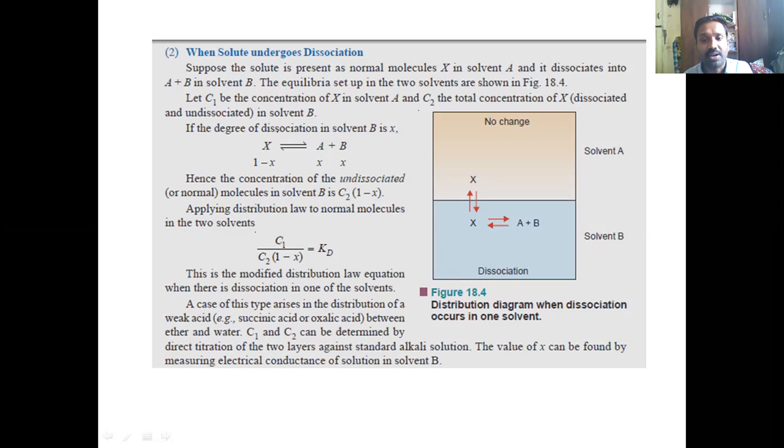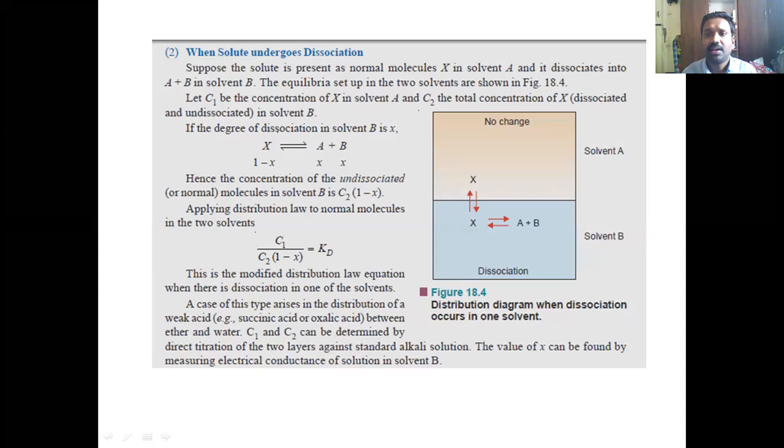But here one point comes to discussion. How much is that x? Is it 1%? Is it 2%? 50%? 80% dissociation? How much is that x? That we don't know as such now. But using our distribution law, you can find out x. That is one of the applications of distribution law. Later we will see how to find out x.